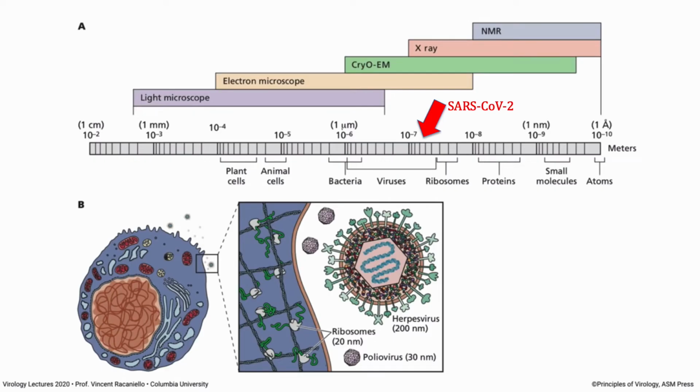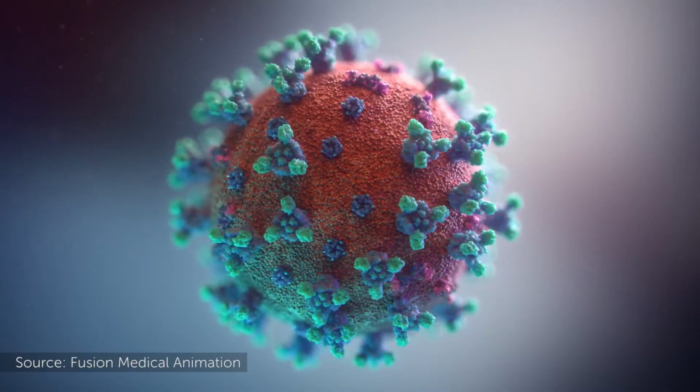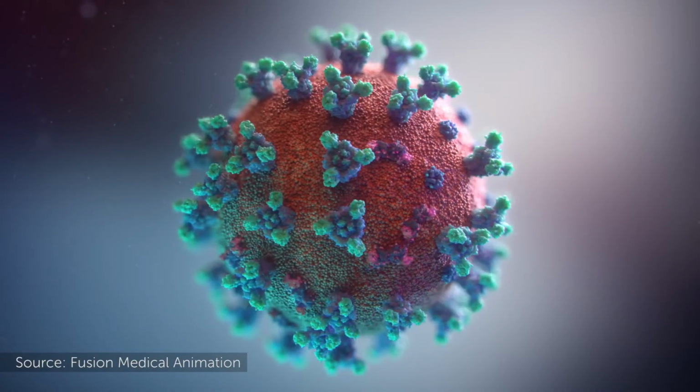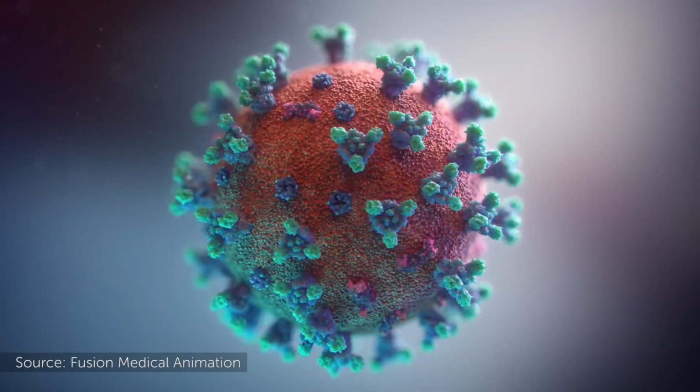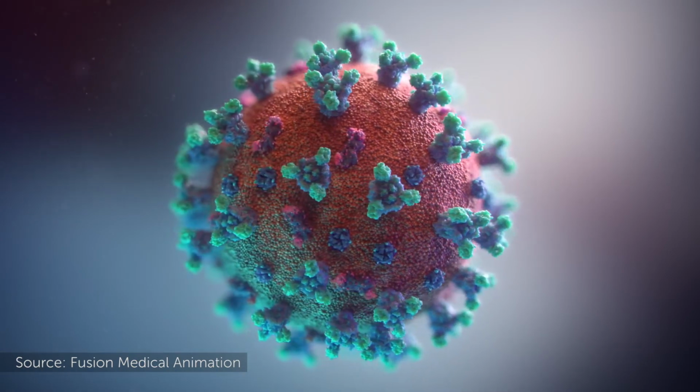Here we compare the size of the coronavirus to other various proteins and cells. At the top, you can see the different types of machines capable of taking pictures, and light microscopy can't quite see the coronavirus. However, there are viruses that are big enough to be seen under normal light microscopes. So for the coronavirus, we need to have an electron microscope. Here's a nice 3D image created by Fusion Medical Animation, and you can see the nice protein studded on the surface.